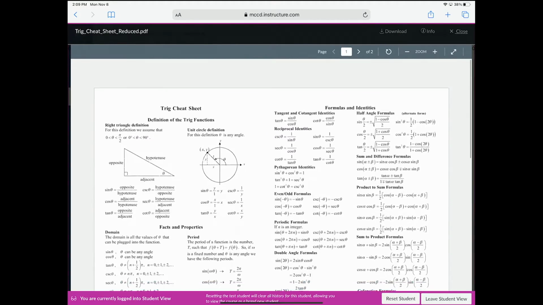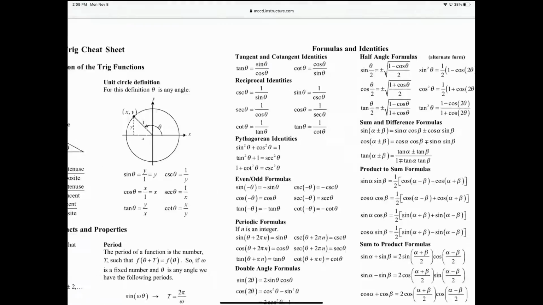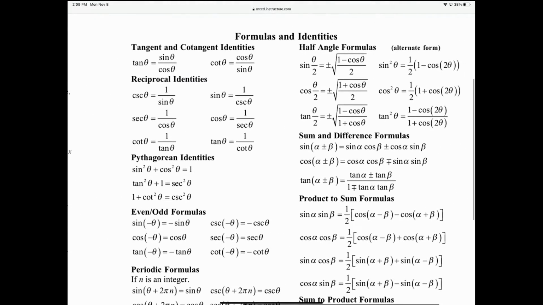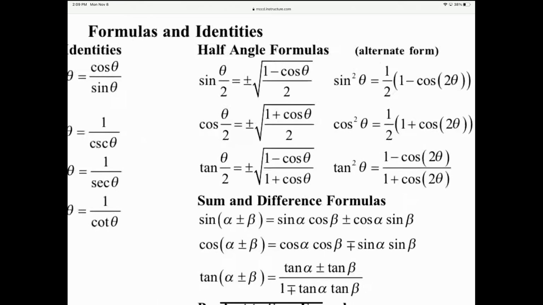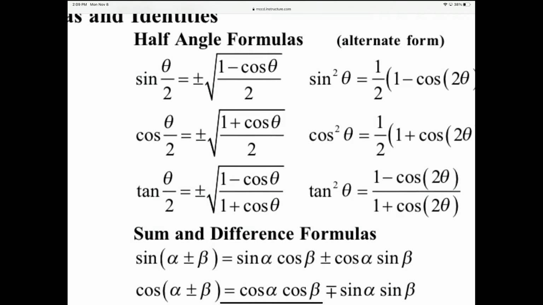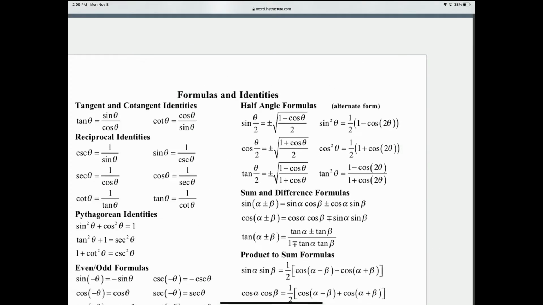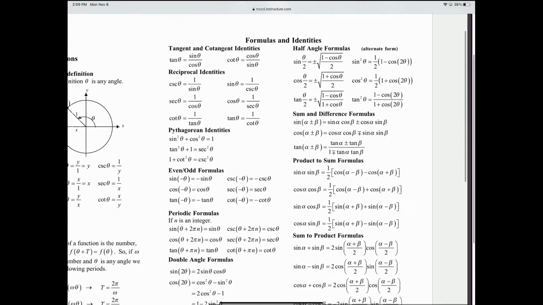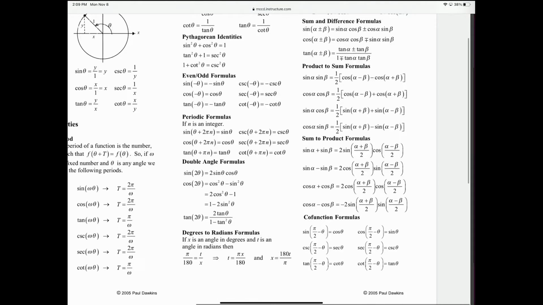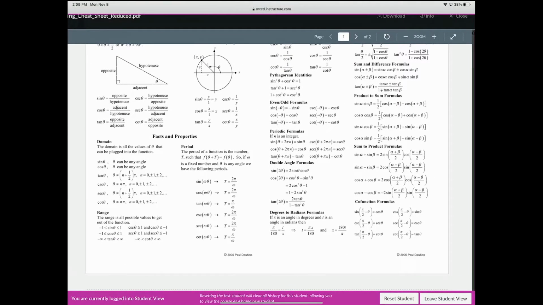For example, I can't actually point on this so you can see, but on the upper right, you have the half angle formulas, and where it says alternate form, those are the power reducing formulas. So they're not called power reducing on the cheat sheet, but it's the same formulas. And all the others that we have are here as well: double angles, sum to product, product to sum, etc. So this is a good reference for all of those.